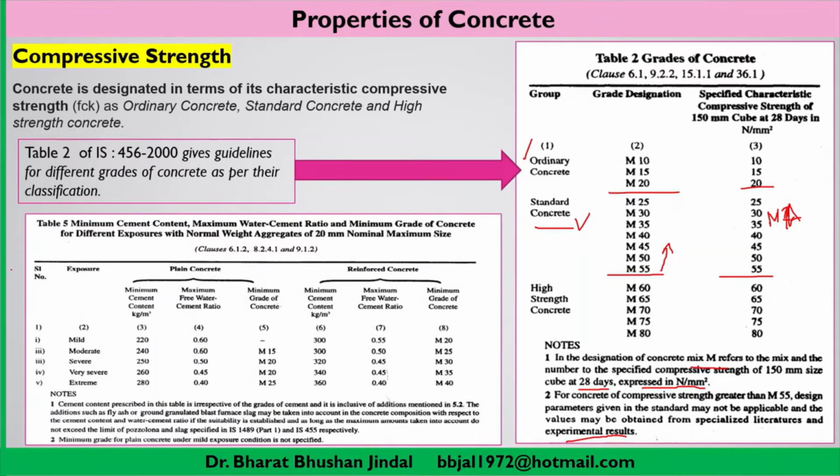Now another very important table in IS 456 is table number 5. Now what information is in table number 5? That is minimum cement content required, maximum water cement ratio, minimum grade of concrete. So we are more interested in minimum grade of concrete for different exposure conditions and with a normal weight aggregate of 20 mm nominal size.